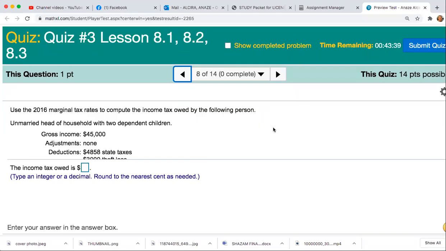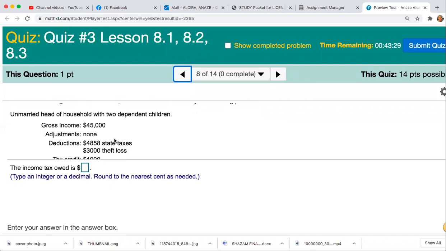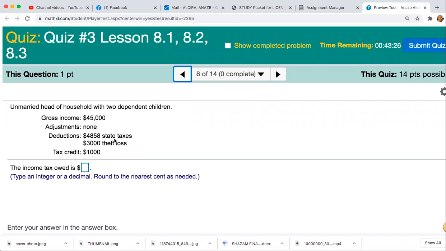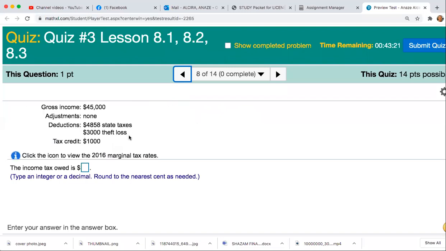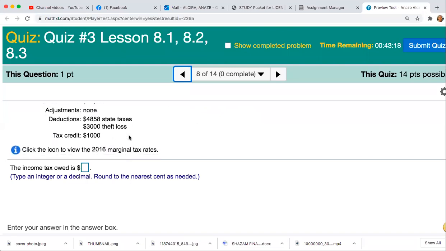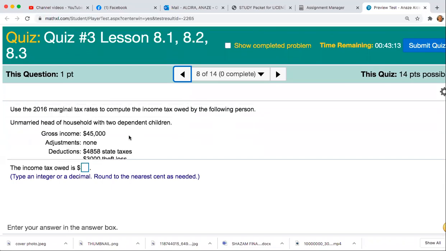Okay. So here you have to calculate the tax liability on an unmarried head of household with 2 children, gross income of $45,000. There are no adjustments. The deductions are $4,858 for state tax, $3,000 theft loss, and then a $1,000 tax credit. So what you want to do is start with the top number, the gross amount. Write that down.